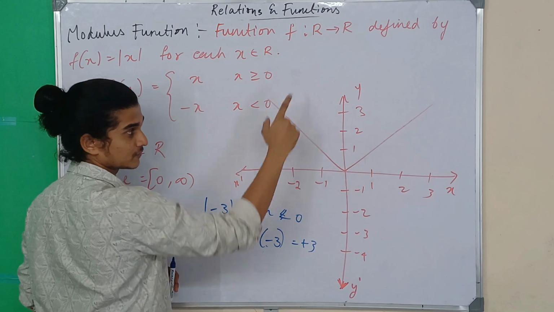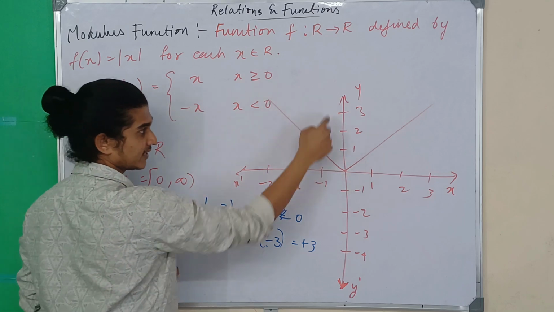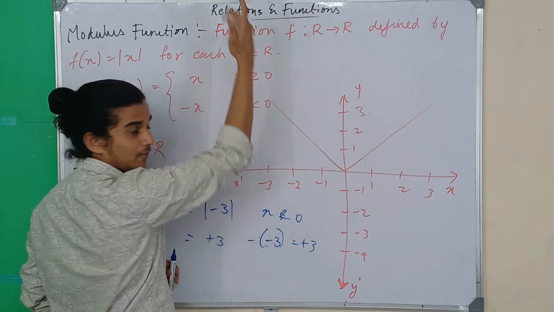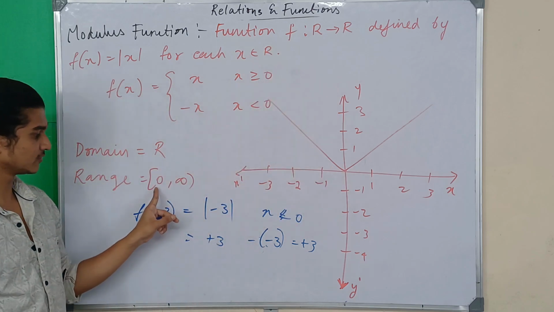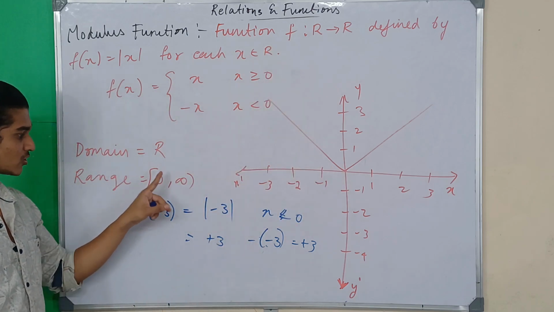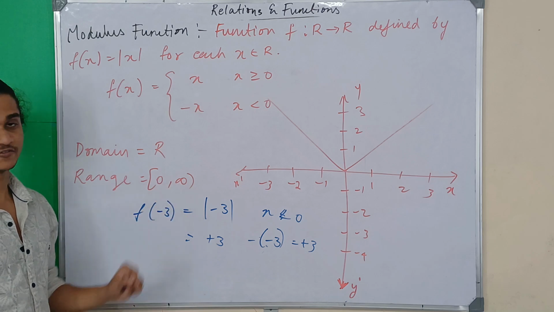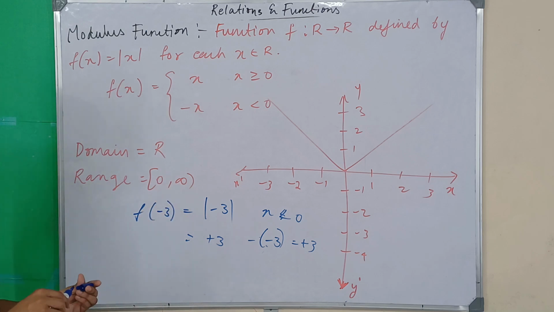And the range is the y-axis. As I told you, to find the range you should use the y-axis. So the y-axis covers everything above the origin. So we can take the origin and every single number, so 0, in a box bracket, from 0 until infinity. So this is the modulus function.